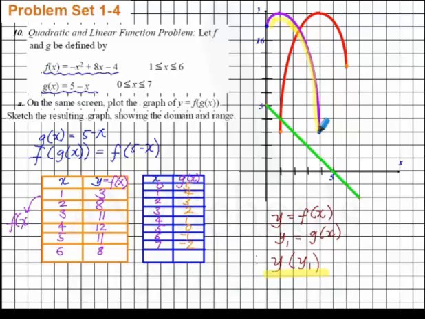Okay, now let's move on. Show that f of g of 3 is defined, but g of f of 3 is undefined. So using the same functions, we have f of x is equal to negative x squared plus 8x minus 4 at the restricted domain of 1 to 6. And g of x is equal to 5 minus x with a restricted domain of 0 to 7. Now, we have to get f of g of 3. What is our g of 3, by the way? Let's get our g of 3 first.